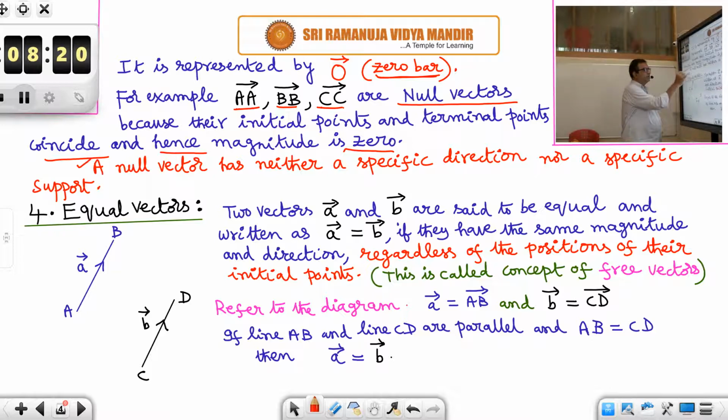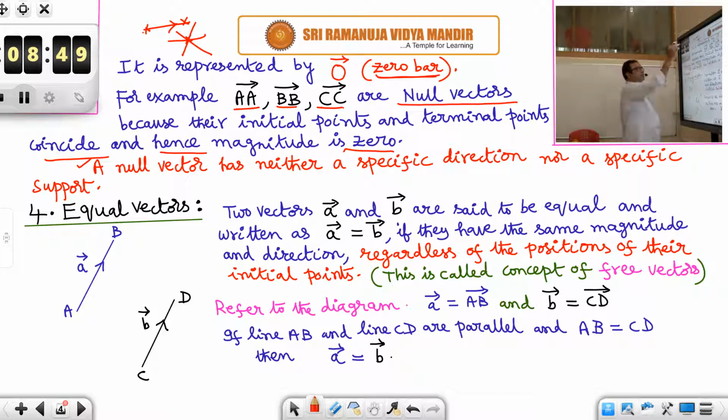A null vector, this is an important point. A null vector has neither a specific direction nor a specific support. Is it not? Suppose two different points are there, joining them you will get a direction. But here if the 2 points are same, which is the direction? Direction of the vector, 2 points are same. Therefore, a null vector has no specific direction. Every direction is its direction. No specific direction. Nor the specific support.